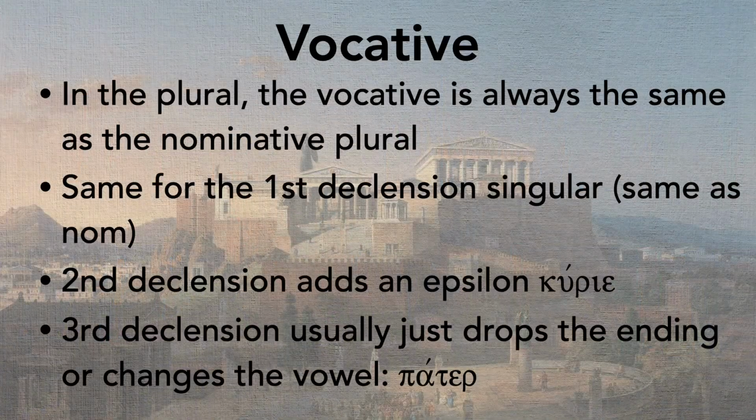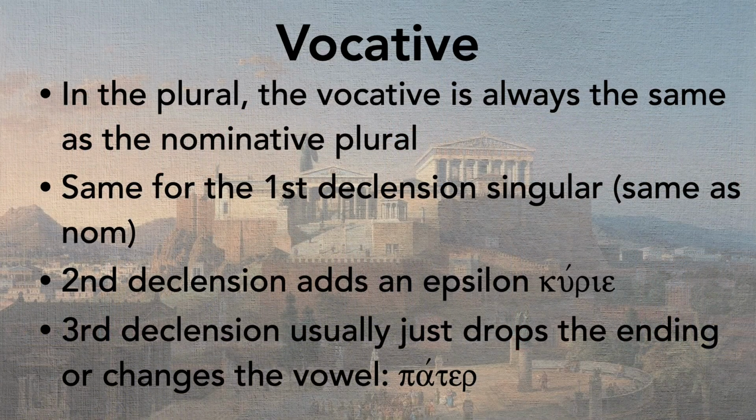Now the second declension, masculine and neuter, is going to add an epsilon on the end, and that's what we saw before. Kyrie is going to be the most famous place that this shows up. If you're addressing someone as Lord, or if characters in the Bible call Jesus Lord, that's how you're going to see it. And it becomes Kyrie. That epsilon shows up on the end.